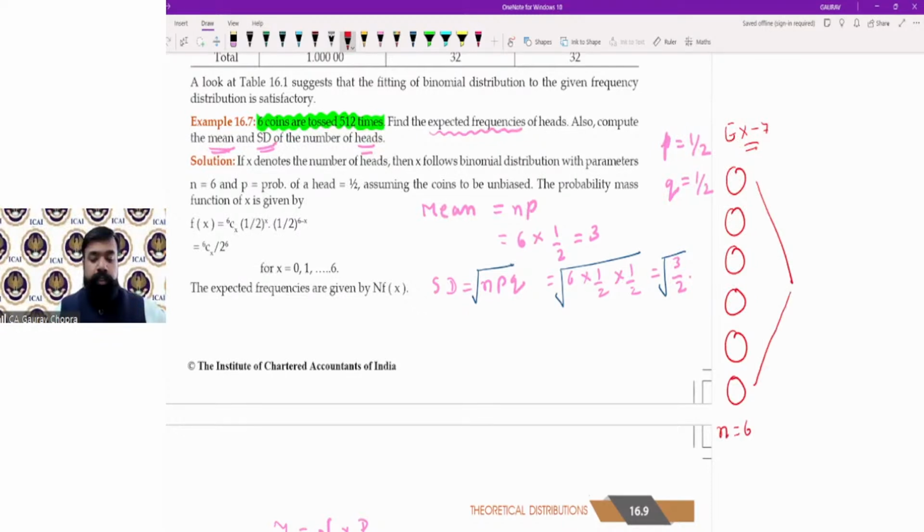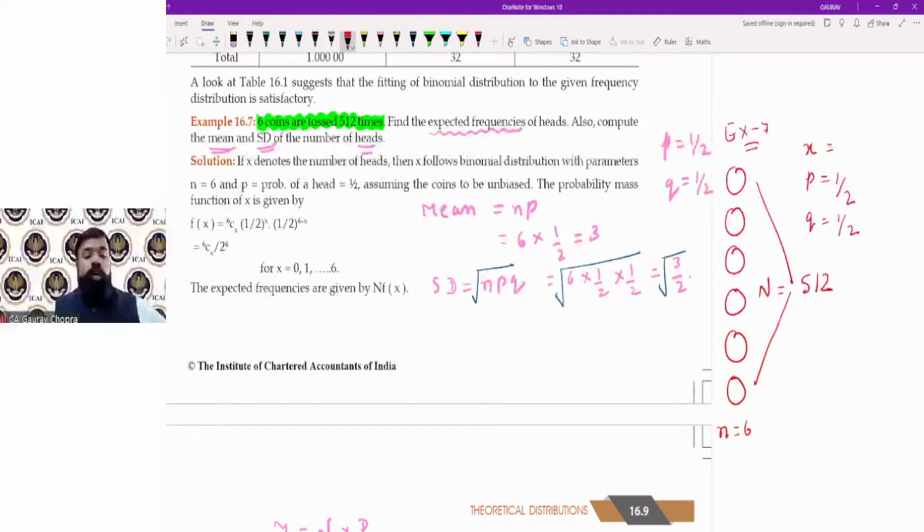How many times are they tossed? They are tossed 512 times. So this 512 is basically capital N. Now, what is the requirement? Our requirement is about heads. So p will be half, and q will also be half.